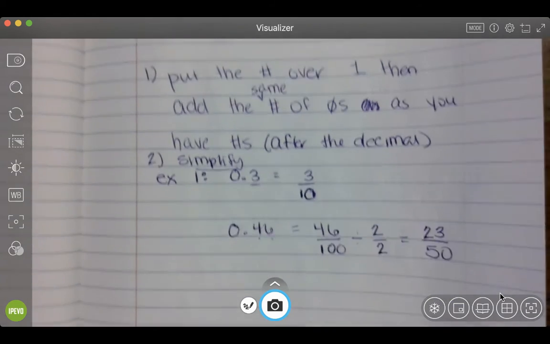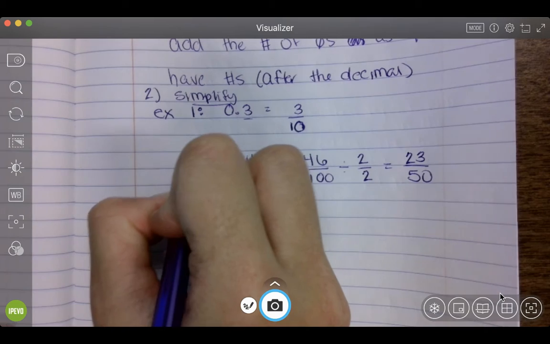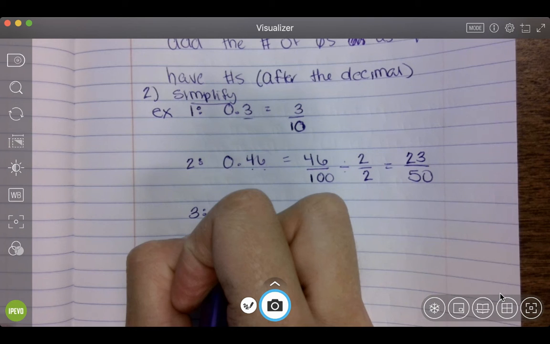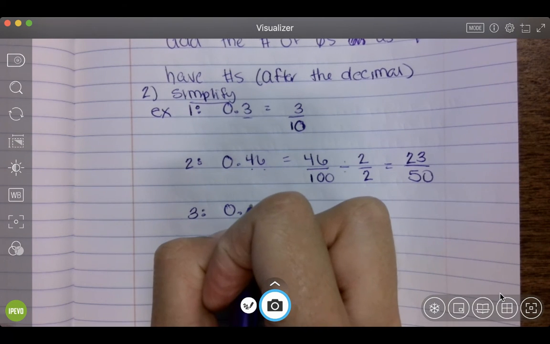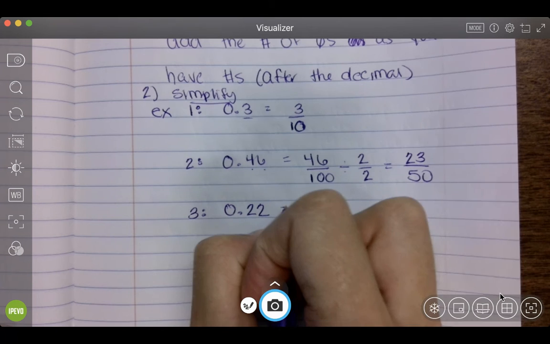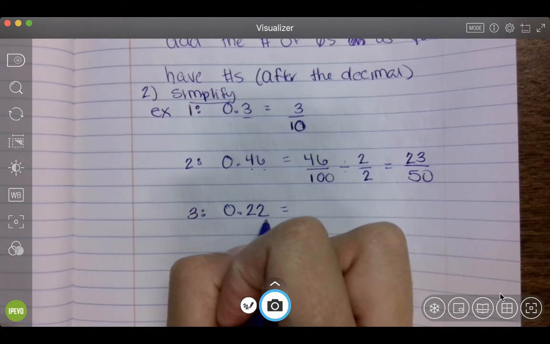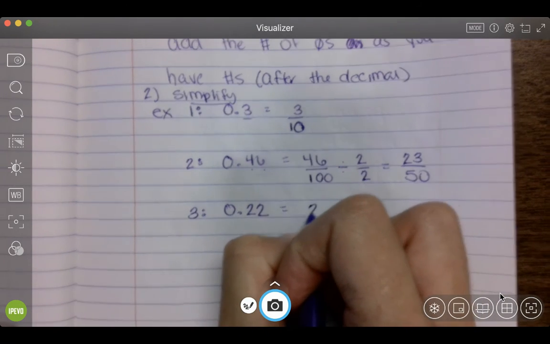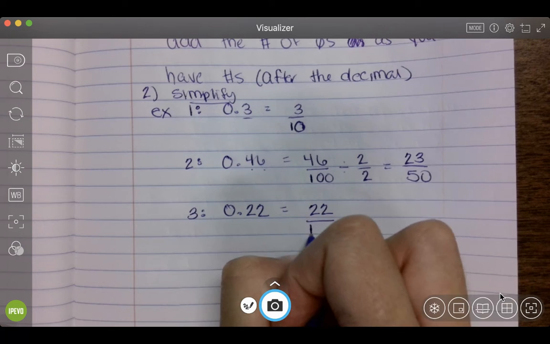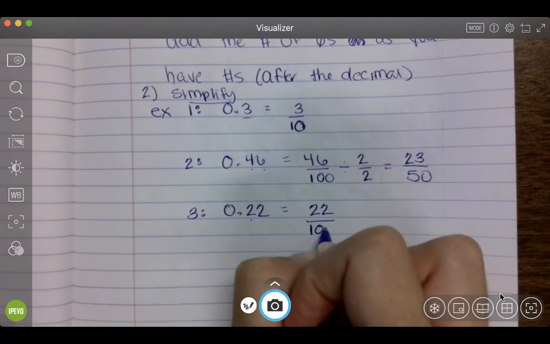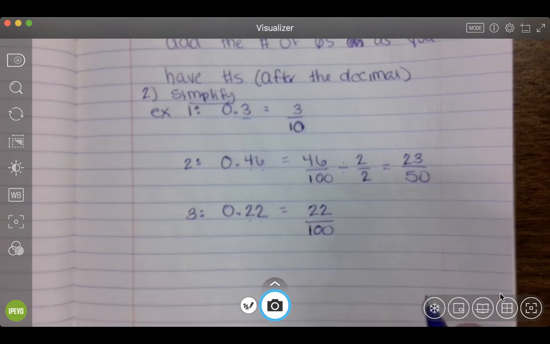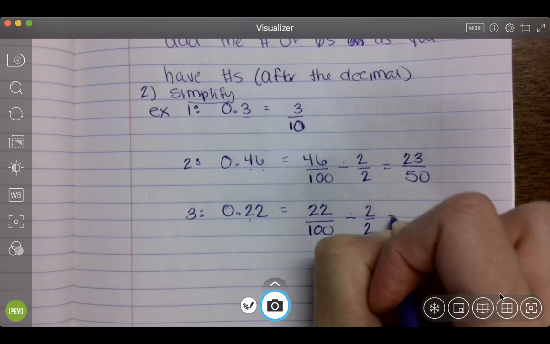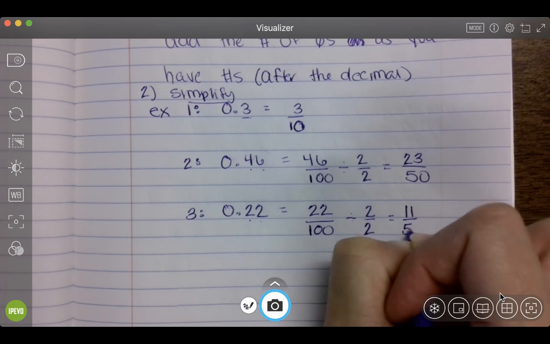All right, let's do one more example. This is number 2. So number 3 would be 0. Again, this looks like it repeats, but it doesn't have the ... So it's different. So I'm going to write my number, write it over 1. I have 2 numbers after the decimal, so I put 2 zeros. Divide both by 2, and I get 11 over 50.